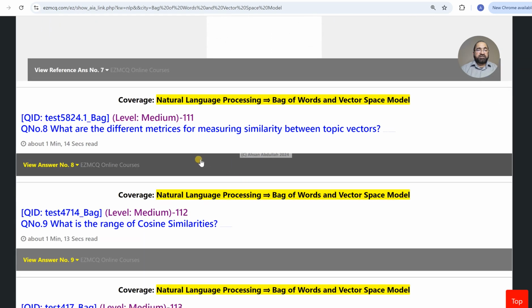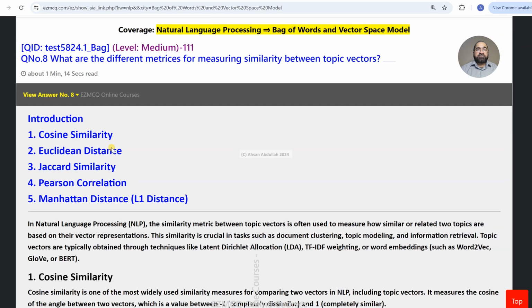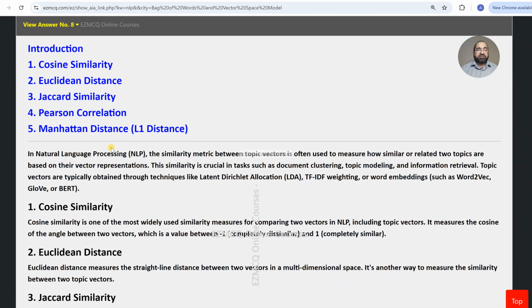Before we do that, let's briefly look at the different metrics for measuring the similarity. Cosine similarity takes the cosine of the angle between the vectors in the multidimensional space. The Euclidean distance measures the Euclidean distance between those vectors.